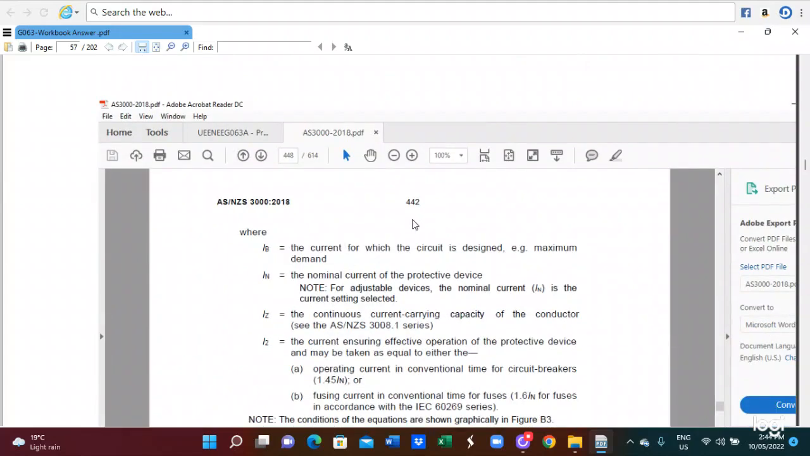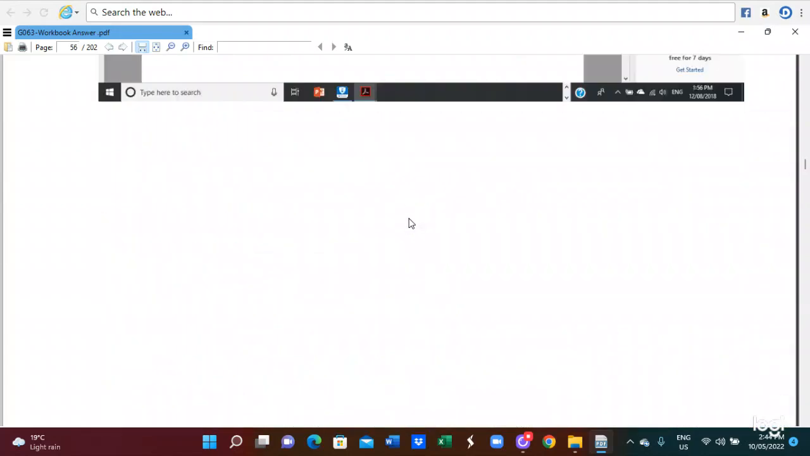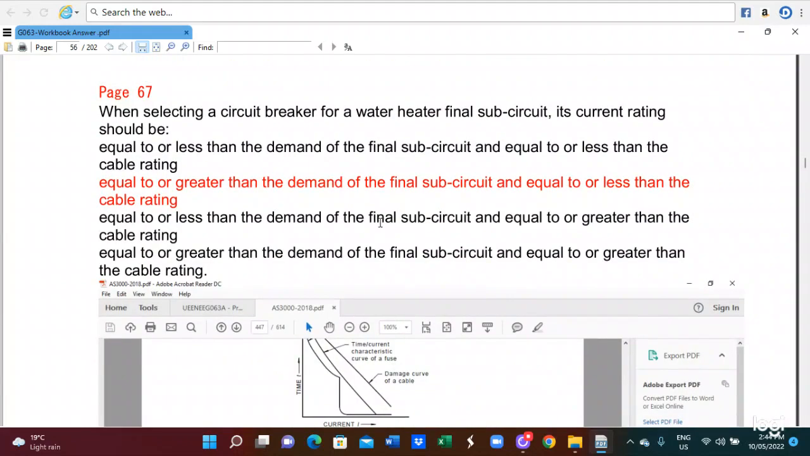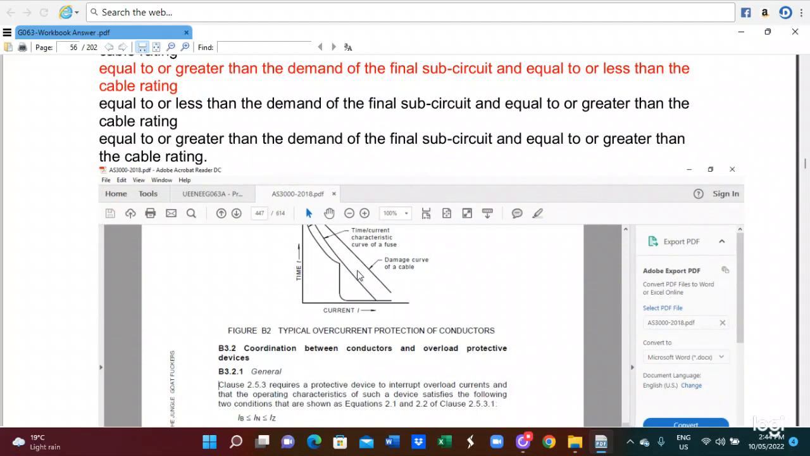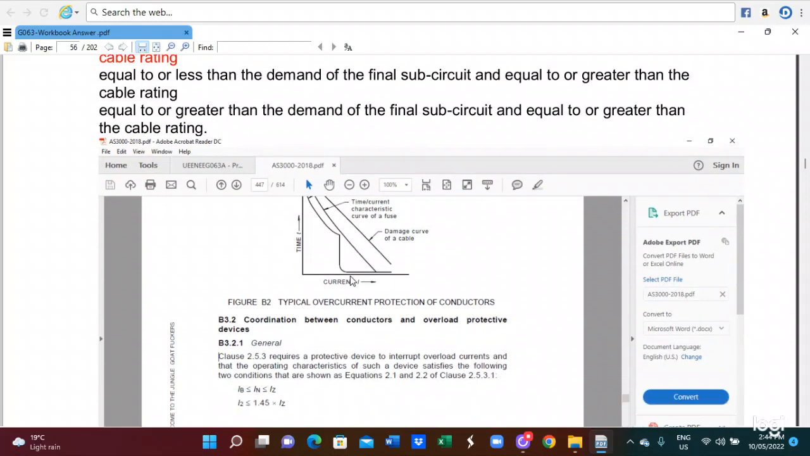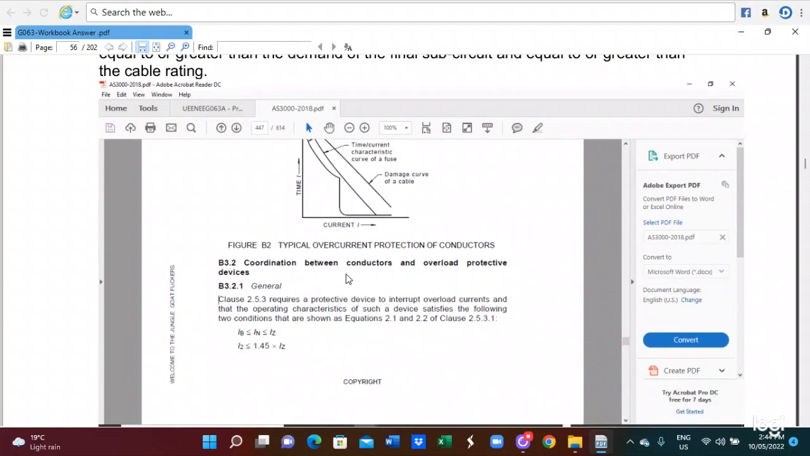Also, for the quiz on pages 441 and 442, you have to read through. This is the rating of the circuit breaker. In this case, when selecting the circuit breaker for a water heater final circuit, its current rating should be equal to or greater than the demand of the final circuit, and equal to or less than the given rating. This is the appropriate theory, EL0023 rule, coordination between the conductor and the overload protective devices.